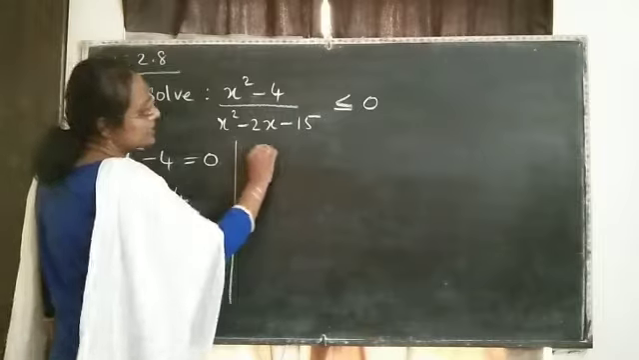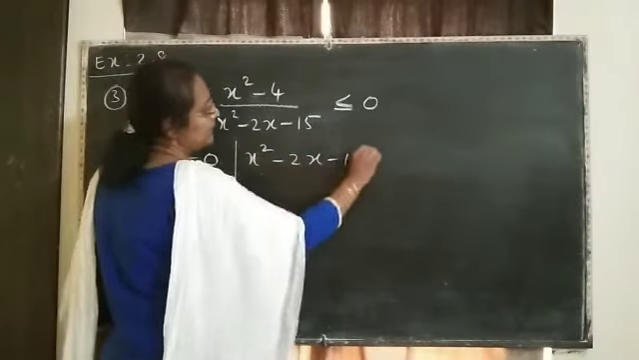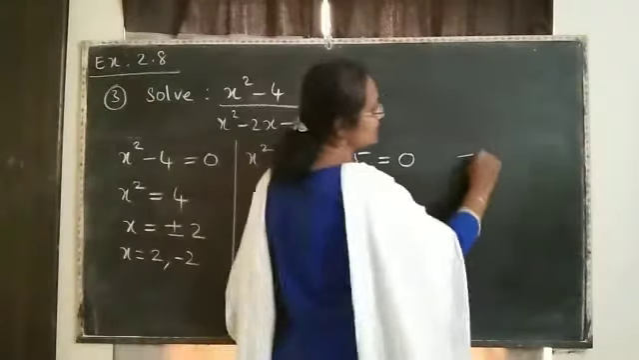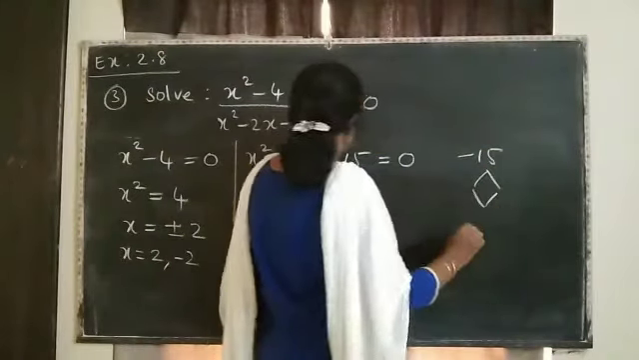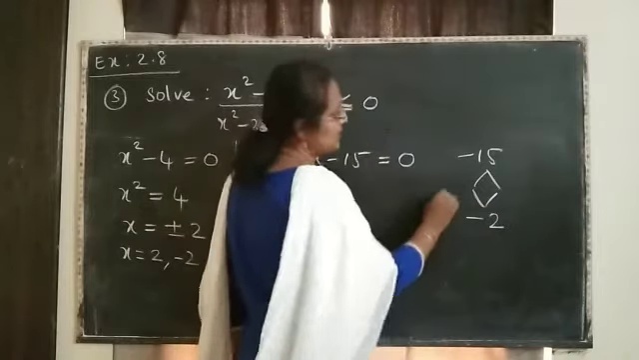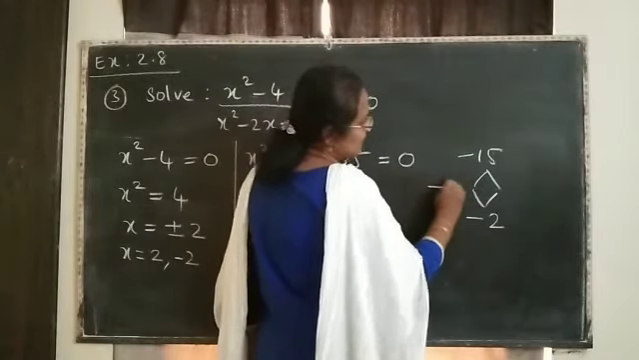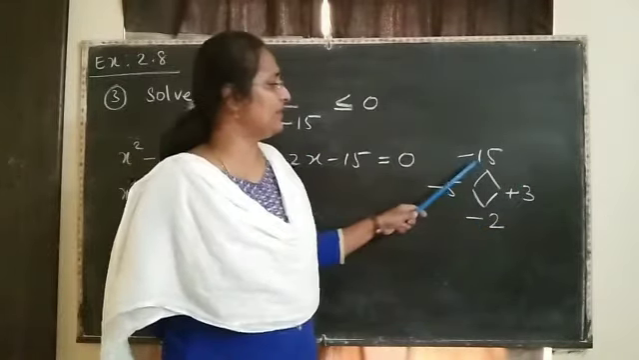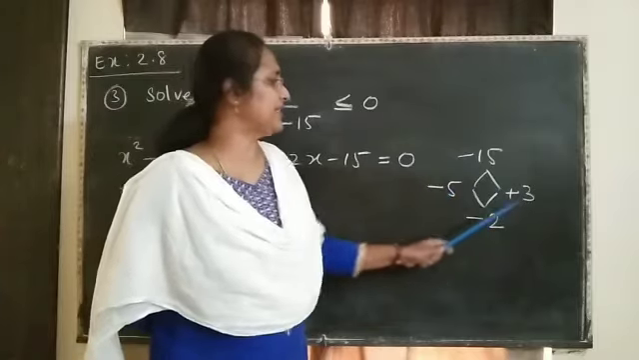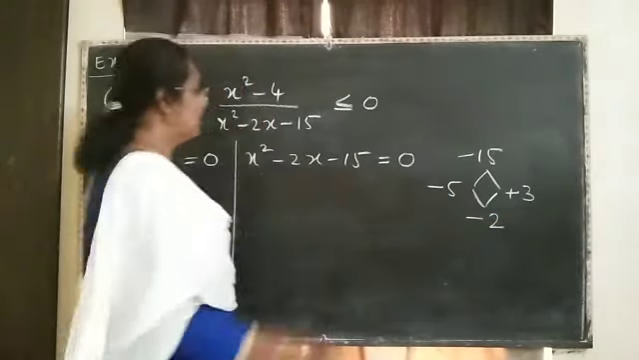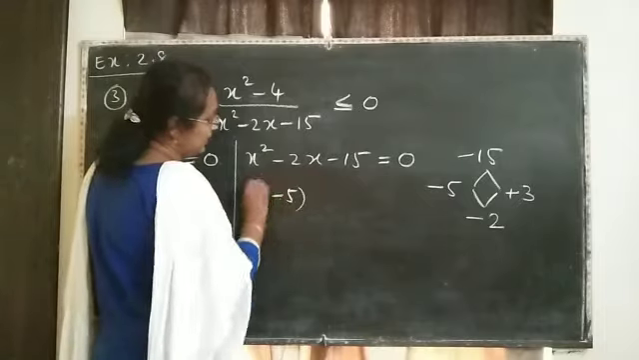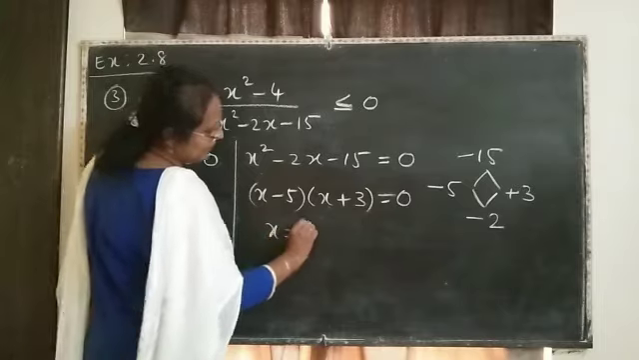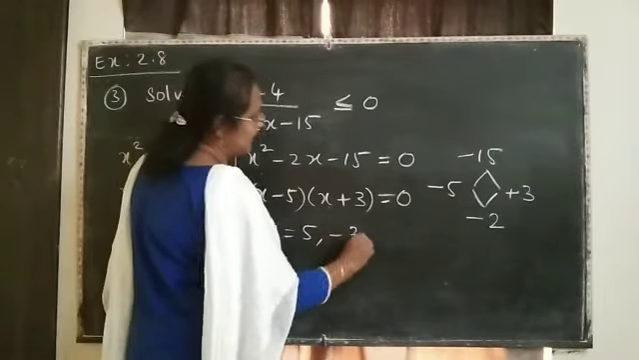The next one, x squared minus 2x minus 15 is equal to 0. Now simple factorization: minus 15, split it into two numbers. I should get minus 2, isn't it? So I'll get minus 5 plus 3. Yes or no? Look into this: minus 5 into plus 3 will give you minus 15. Minus 5 plus 3 is equal to minus 2. Okay, so now (x minus 5) into (x plus 3) is equal to 0. So x takes the values plus 5 comma minus 3.